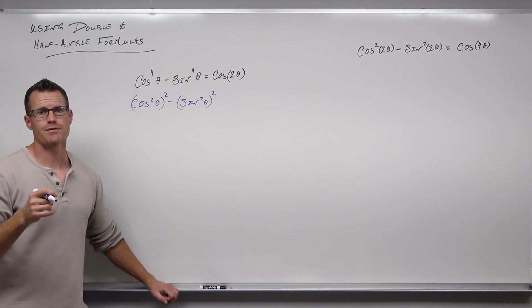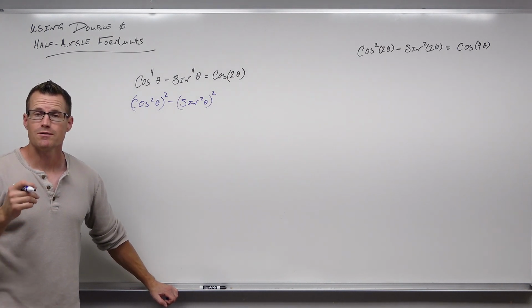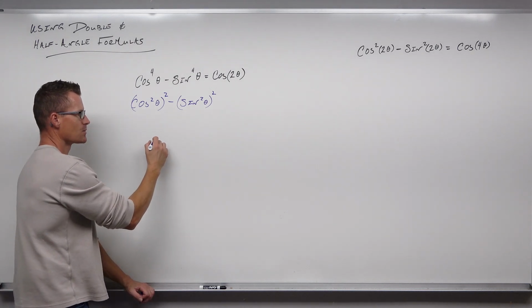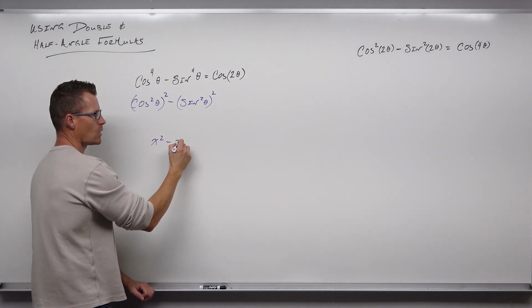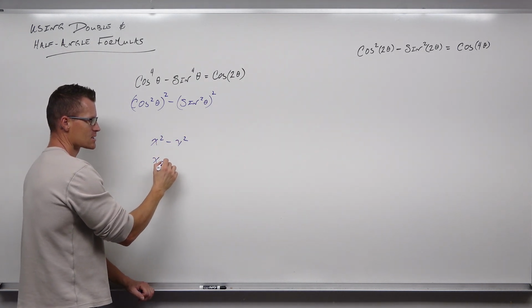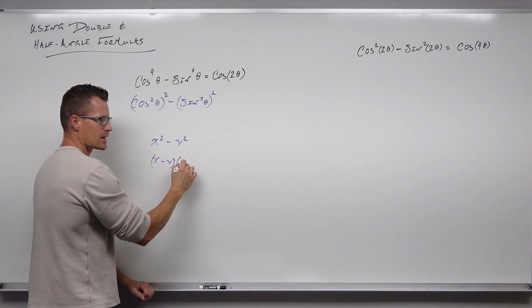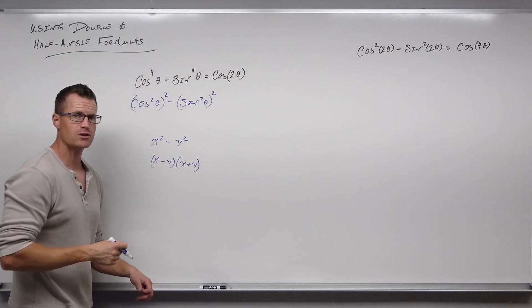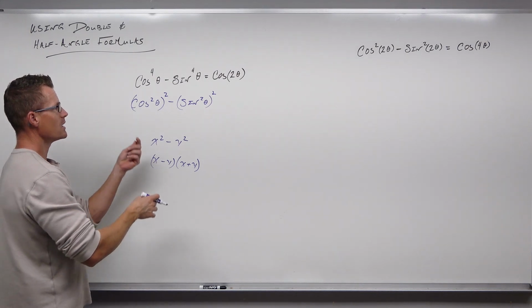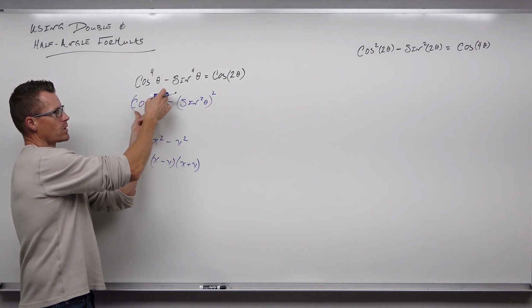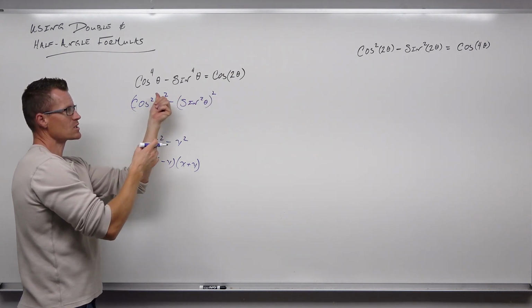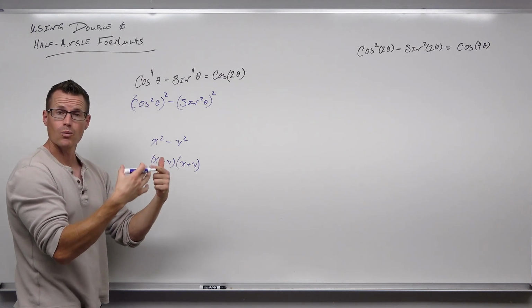Now that we've written this as a difference of squares, we can factor. Do you remember that? It's very similar to x squared minus y squared, and you write this as x minus y and x plus y. That's a difference of squares factoring. We're about to do exactly the same thing. It's just that we have this squared minus this squared. First thing squared minus second thing squared.